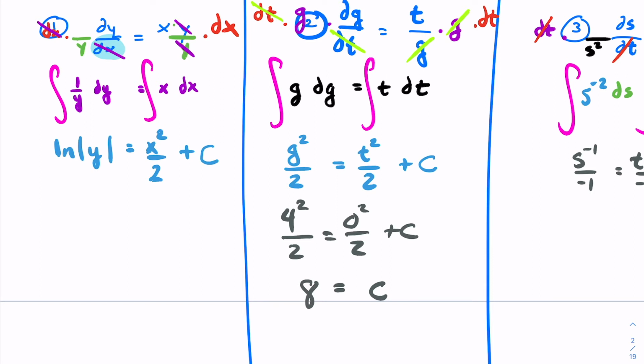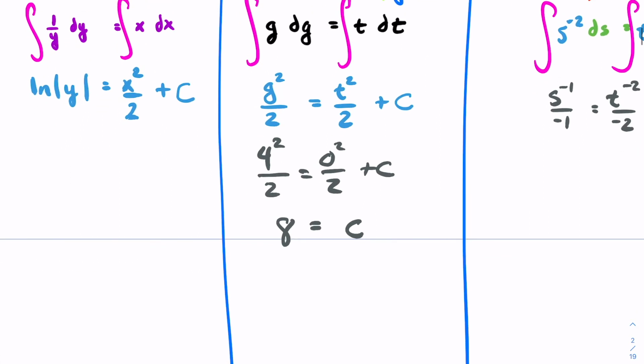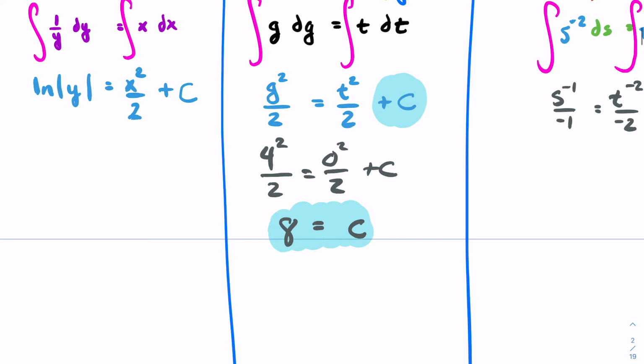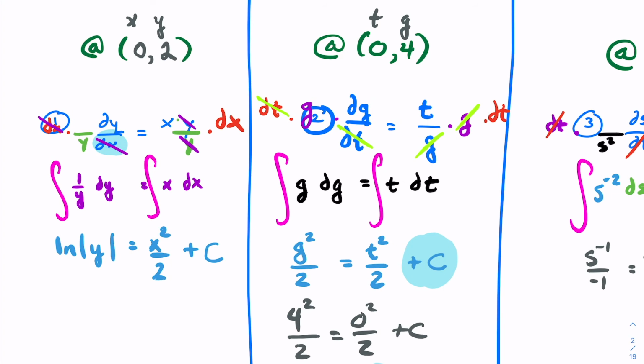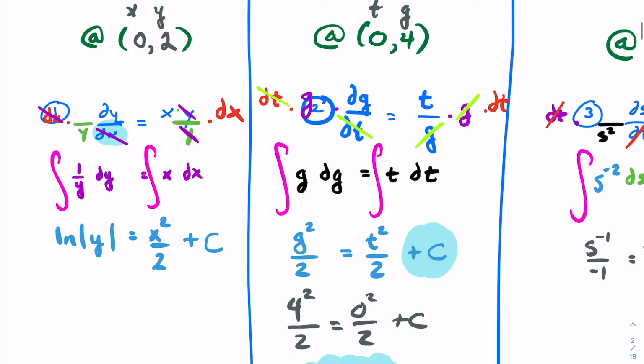So what you do now is you plug it back into that plus c. So your new equation is g squared over 2 is equal to t squared over 2 plus 8. All right. Go ahead and try it on this example here, the first example. Press play when you're ready.